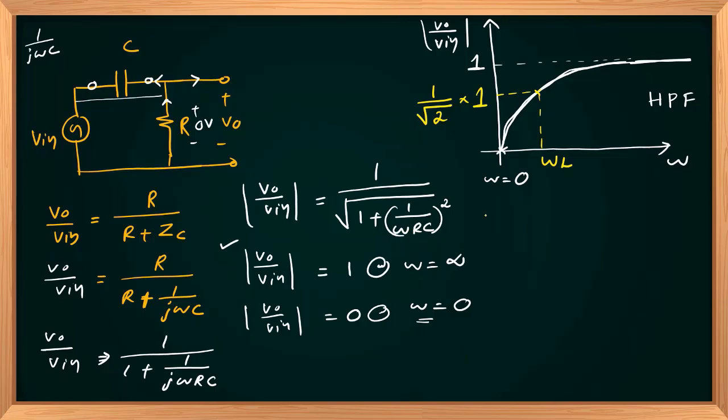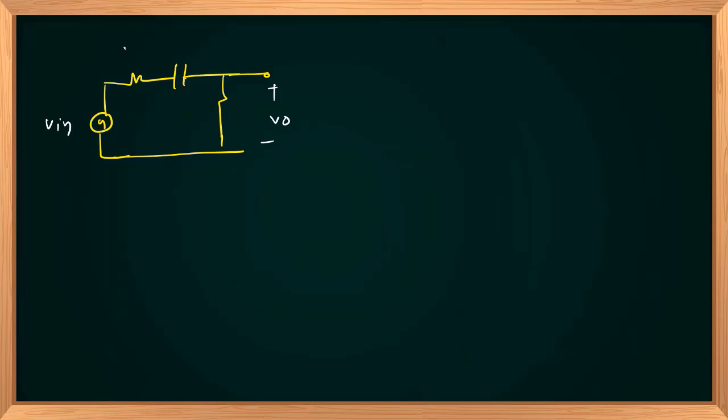For that, the second term inside the bracket should be equal to 1. 1 over omega RC equals 1, which implies omega equals 1 over RC. That omega is called omega L, the lower cutoff frequency. If you have two resistors and a capacitor connected like this, with V in, V out, R1, R2, C.